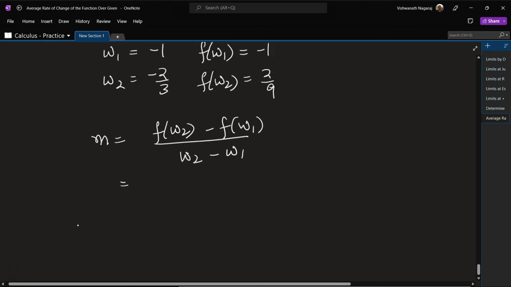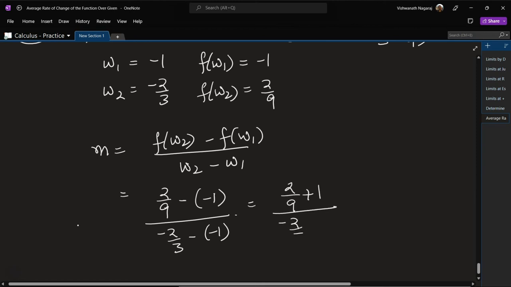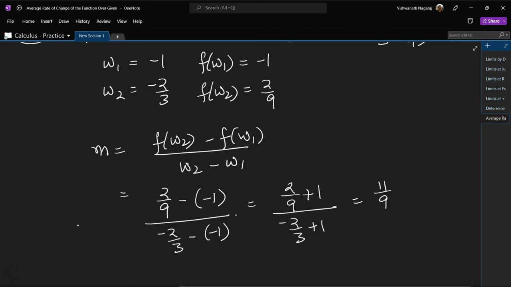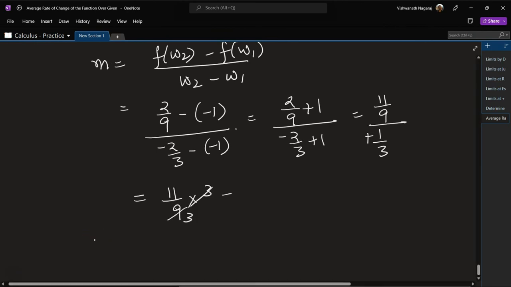So which is equal to f of W2 is 2 by 9 minus of f of W1, which is minus 1, divided by W2, minus 2 by 3, minus W1, which is minus 1. Which is equal to 2 by 9 plus 1 by minus 2 by 3 plus 1, which is equal to 9 plus 2, 11 by 9 by, minus 2 by 3 plus 1 is plus 1 by 3. So now this can be written as 11 by 9 times 3, that is 11 by 3 is the slope.